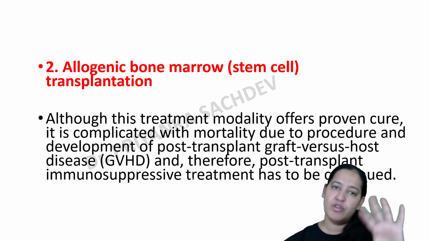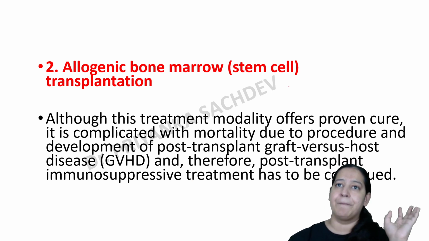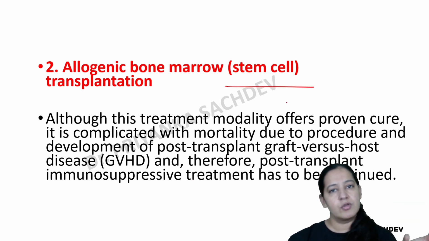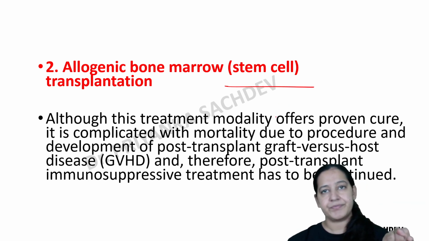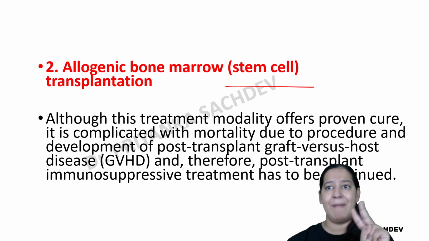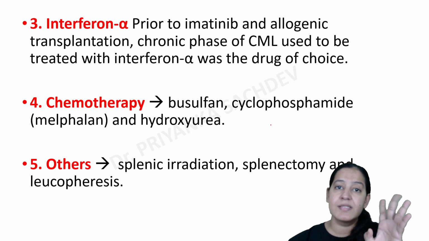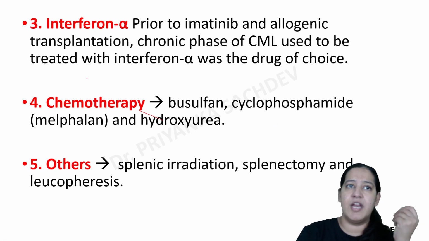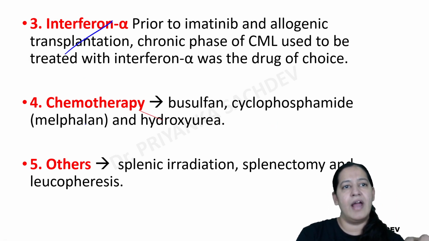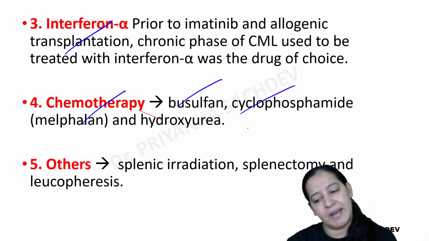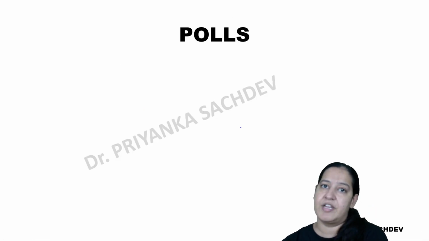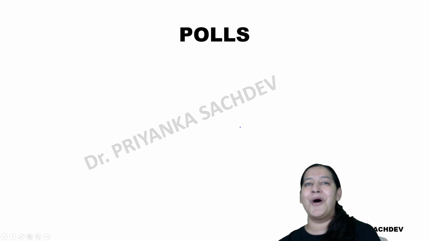अभी तो imatinib देते हैं. Before imatinib, bone marrow transplant was the option. So if a sibling is present and bone marrow match is there, bone marrow transplant can be done. Or when imatinib was not discovered, chemotherapy was given. Which chemotherapy? Interferon alpha and other chemotherapy, busulfan, cyclophosphamide, but not used nowadays after imatinib. So that was all about CML.